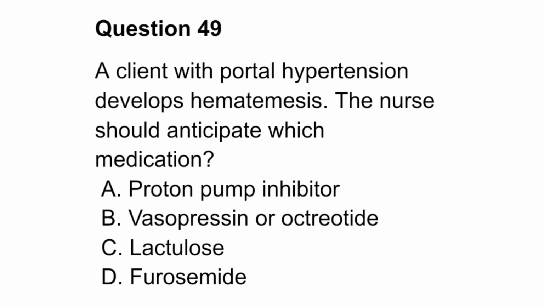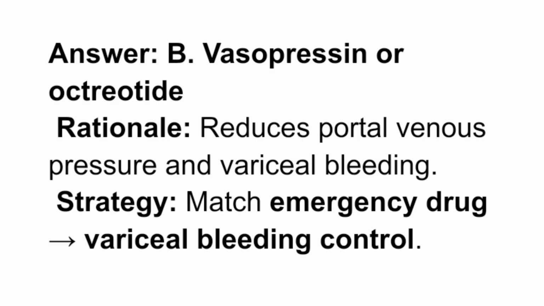Question 49. A client with portal hypertension develops hematemesis. The nurse should anticipate which medication? A. Proton pump inhibitor. B. Vasopressin or octreotide. C. Lactulose. D. Furosemide. Answer: B. Vasopressin or octreotide. Rationale: reduces portal venous pressure and variceal bleeding. Strategy: match emergency drug to variceal bleeding control.